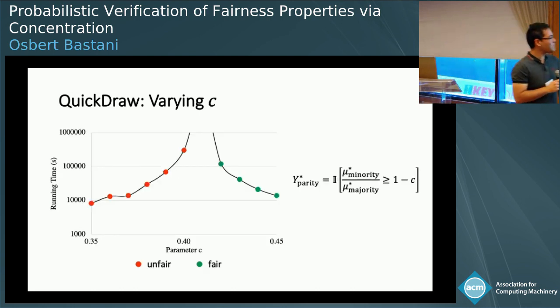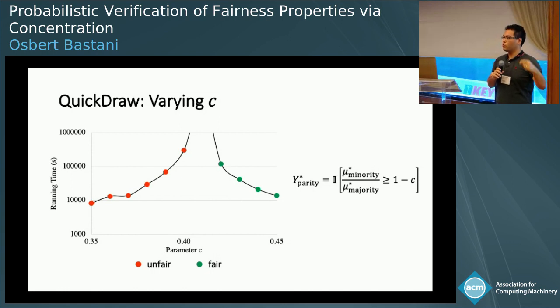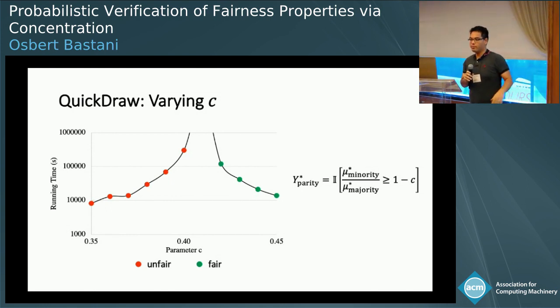Yeah, sure. In this plot, if you look at the formula for Y parity star, the key challenge in this formula is when the ratio of the numerator and denominator is really close to 1 minus C. Basically, when fairness just barely holds, it becomes really hard to get good bounds on whether this inequality goes one way or the other. That parameter C happens right here. And that's why you get a blow up in the running time, because you need to take a lot of samples to get good bounds on that inequality.